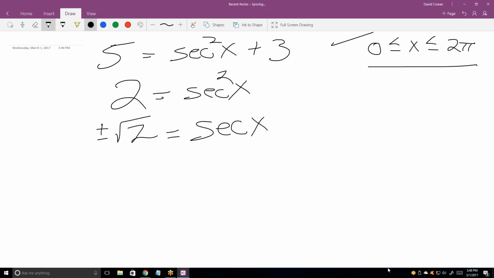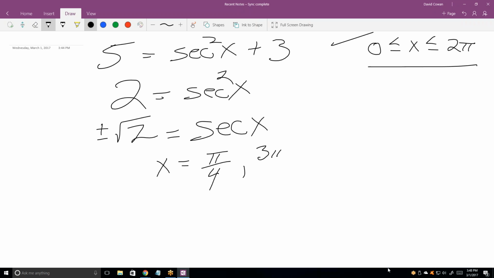So what's x? What's one quadrant? In other words, where would the secant of x be equal to plus square root of 2? Pi over 4. Good. I love it that you're thinking in radians. That's not easy to do. How about the second quadrant? 3 pi over 4.